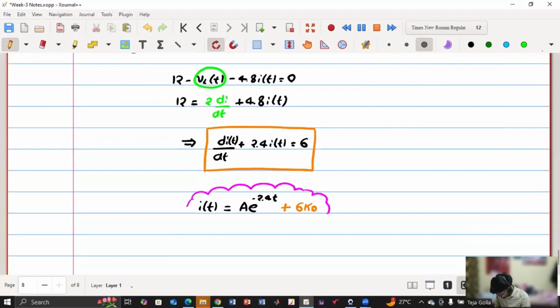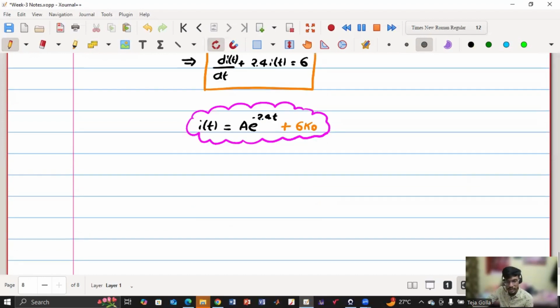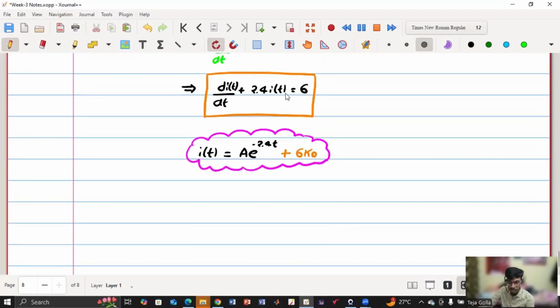Now we'll solve for A. Before that, we'll solve for K naught. So how do I get K naught? By substituting this in this expression, right? Yes. So let us substitute it. What we'll be getting? 2.4 into k0 into 6 is equal to 6. So k0 is equal to 1 by 2.4. What is the value?